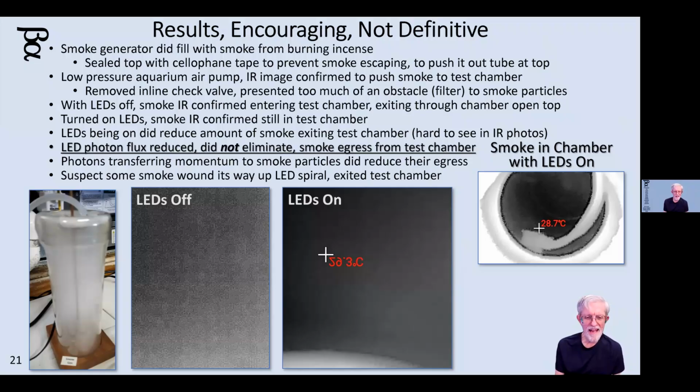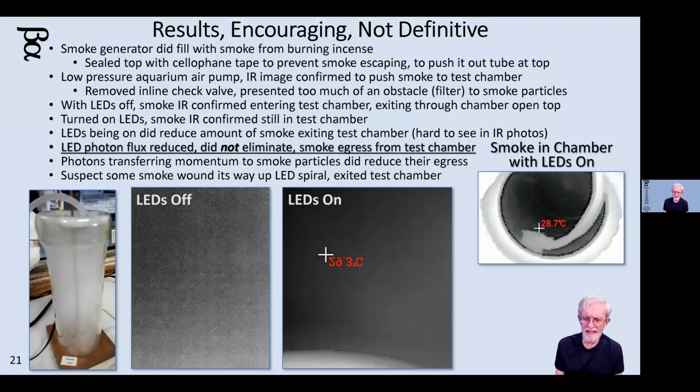And with the LEDs turned off, that's the second picture where it says LEDs off, you can see this sort of gray in the image. This is actually an infrared camera shot of the smoke particles coming out of the test chamber with the LEDs off. And it can see the smoke particles when they're very difficult to see visually because the smoke particles are hotter than the air, and they rise.